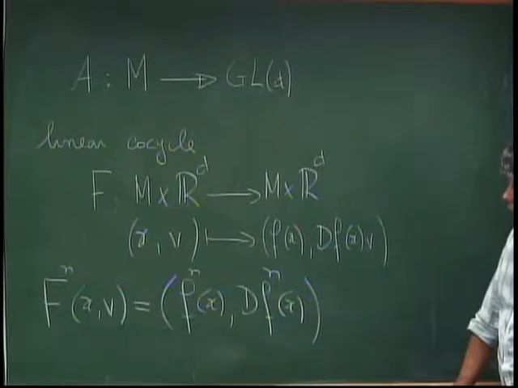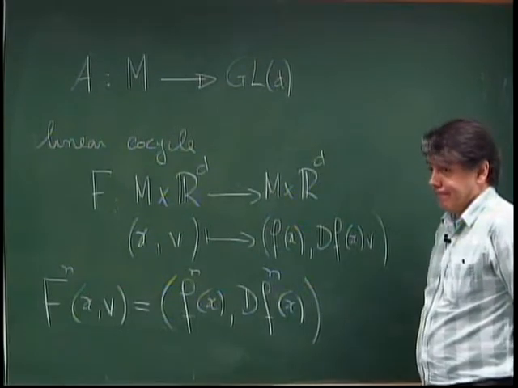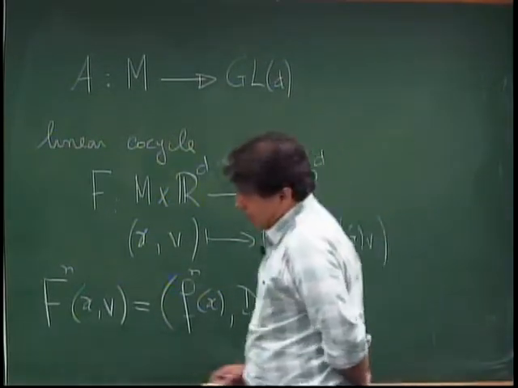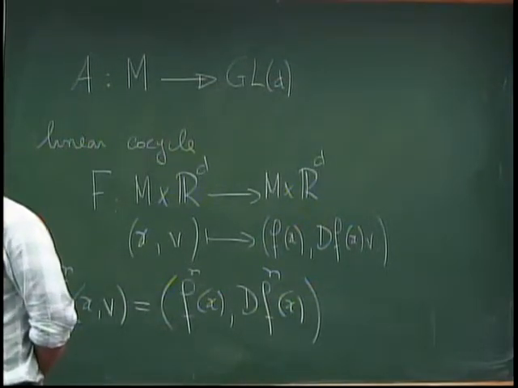I'm saying that every time you have a smooth map on a manifold, there is a linear cocycle associated to it. Question: where did I use the fact that M is the torus? Here, I said the tangent space is Rd.